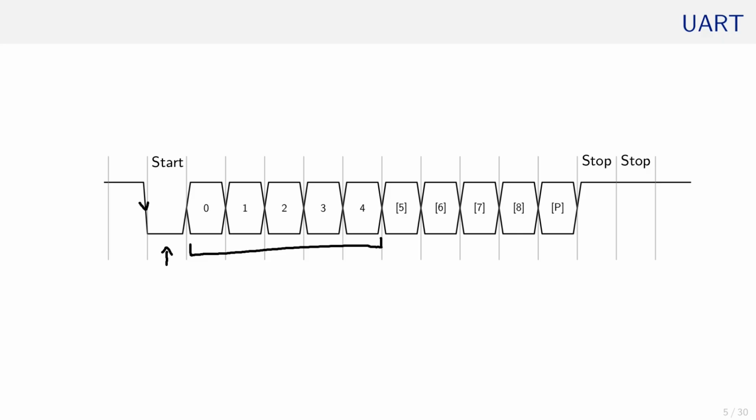However, the UART protocol is universal, as the name suggests, so the frame can be configured to carry up to 9 bits. After the data, an optional parity is inserted, which then is followed by 1 or 2 stop bits, which are always high.